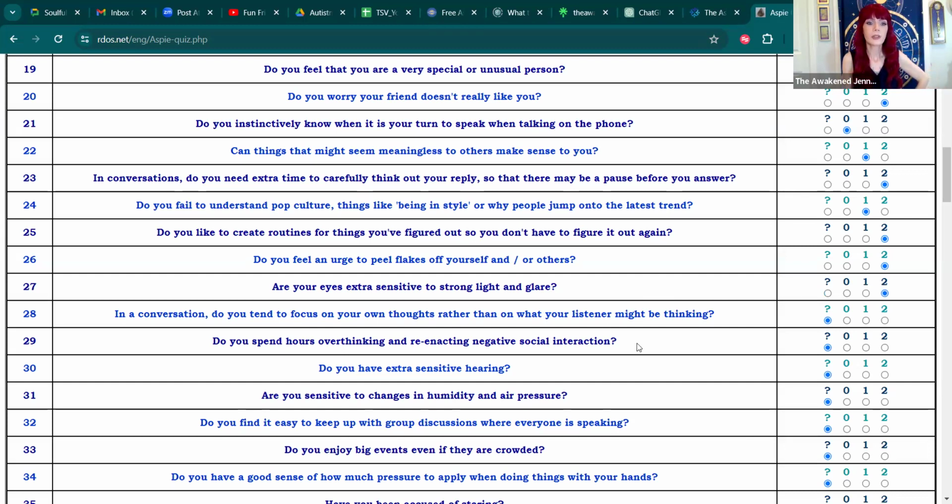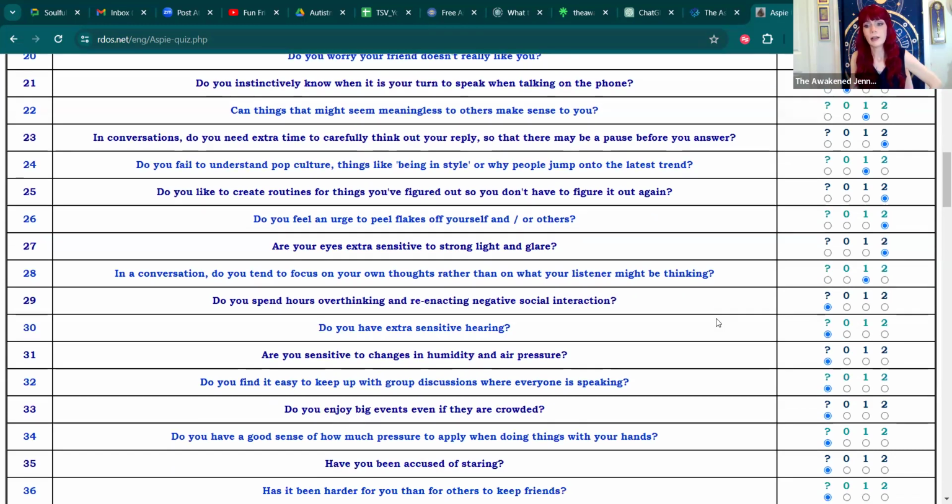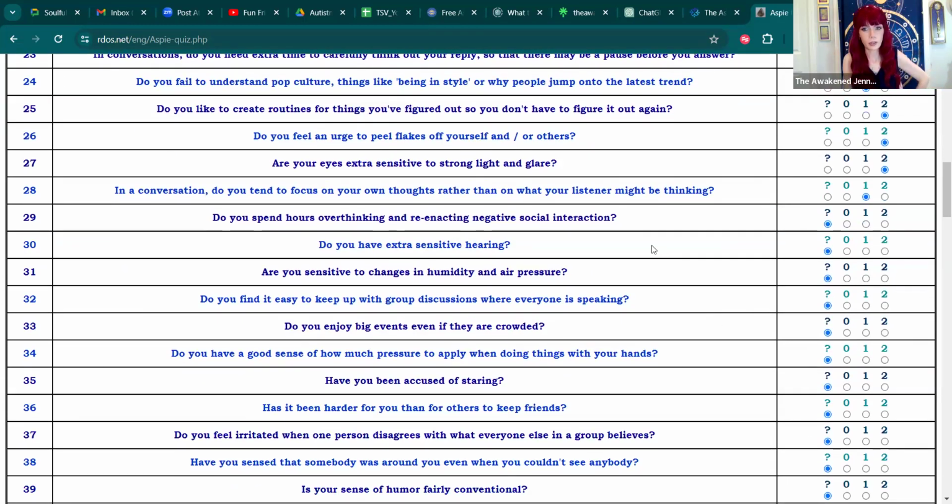In a conversation, do you tend to focus on your own thoughts rather than what your listener might be thinking? I'm going to say that's usually yes. I'm trying to prepare so that I don't sound stupid. Do you spend hours overthinking and reenacting negative social interactions? I do, too many times.